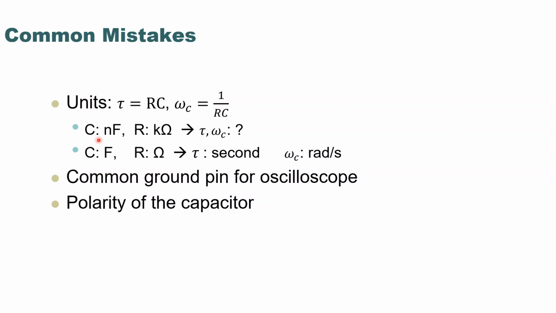If we're just using the original units, nanofarad and kilo ohm, it will be really hard to determine the final unit for tau and omega c. So instead, we convert those units to the standard units, and we will know that the unit for tau will be seconds, and for omega c will be radian per second.